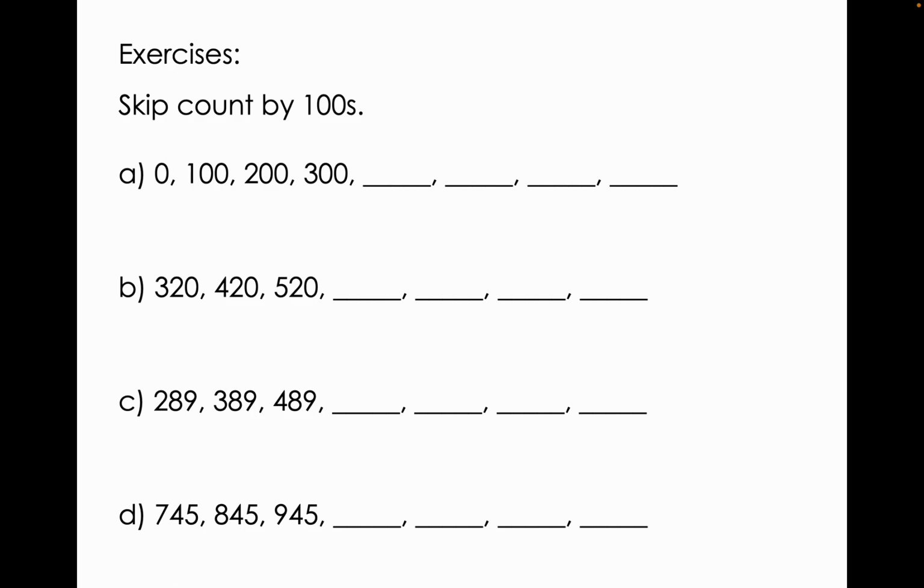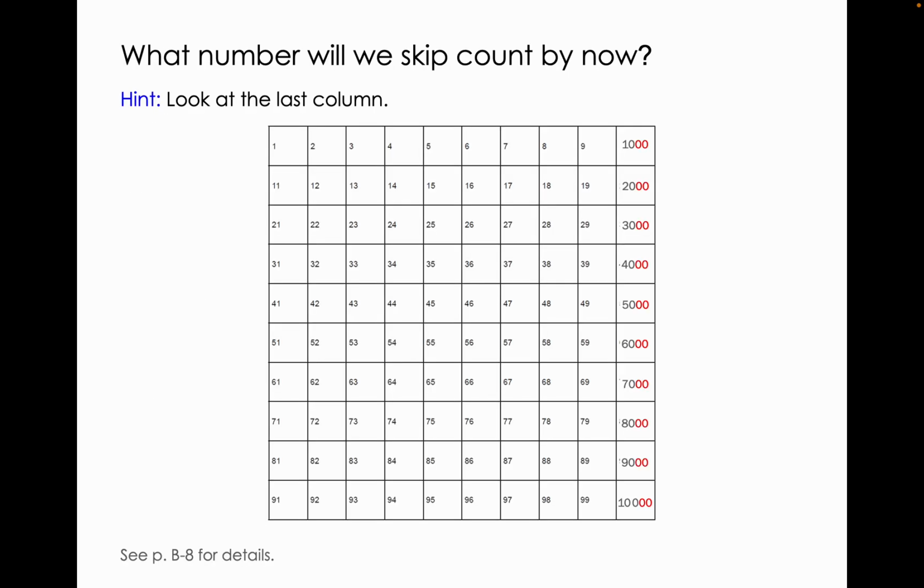Pause the video and do those independently. Okay, you should have 400, 500, 600, 700, then 620, 720, 820, 920, then 589, 689, 789, and 889. And then for this one, 1,045, 1,145, 1,245, and then 1,345.